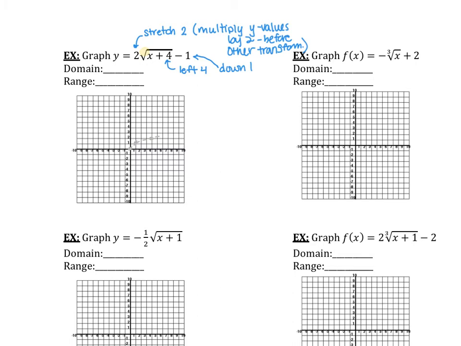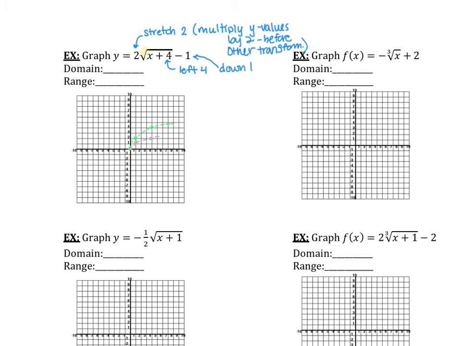I'm going to graph the stretch by 2 in green first, just so we can do a different color. Multiplying all my y values by 2, my stretch by 2 would look like this. So I've changed each of my y values. 0 times 2 is just 0. 1 times 2 is 2. 2 times 2 is 4. And so here are my y values.